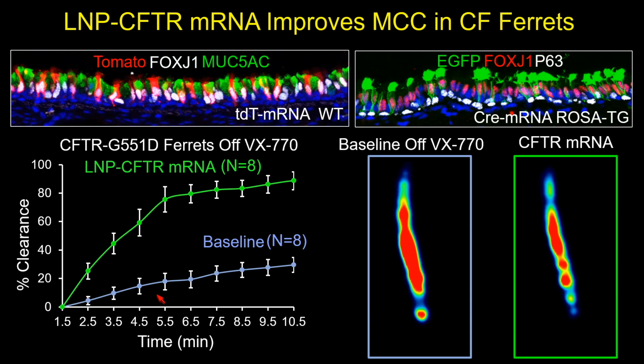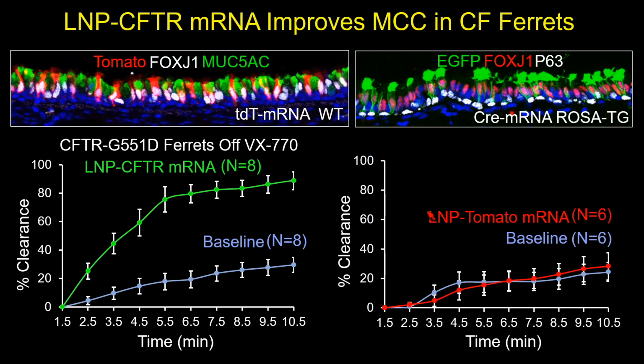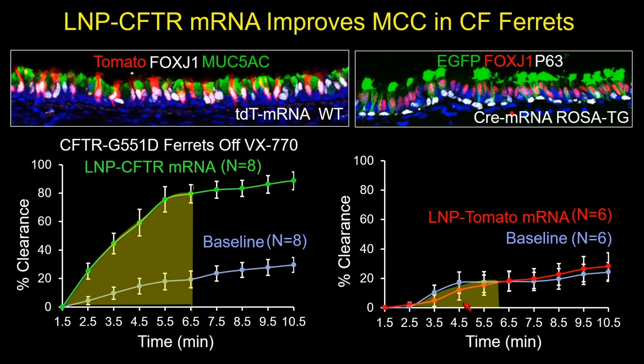Here is baseline studies in the animals that used to classify them at 20 to 40%, then delivered the lunar CFTR, human CFTR mRNA, and 24 hours measured clearance. And you can see a significant increase. Here are the images. And if one looks at the tomato, there's really no change in the extent of clearance between the tomato and the baseline studies.